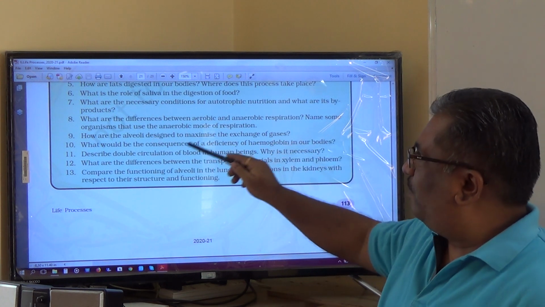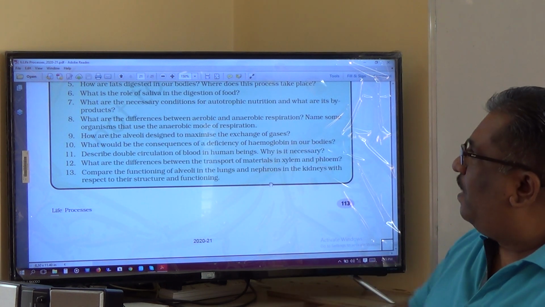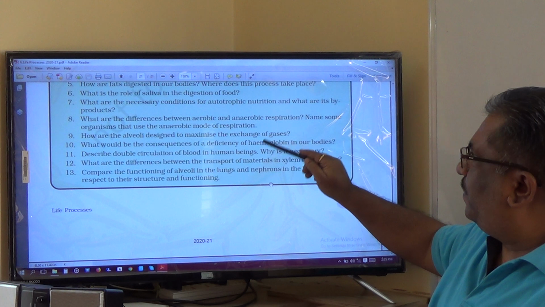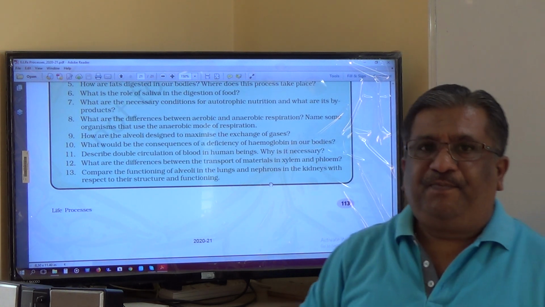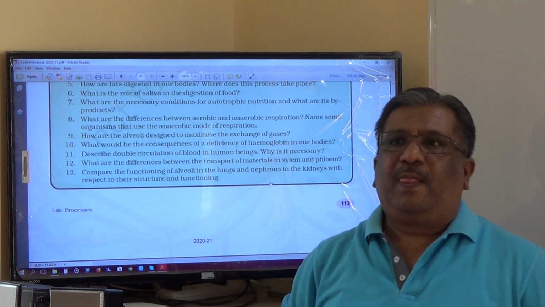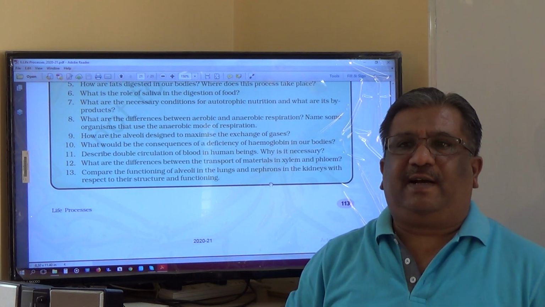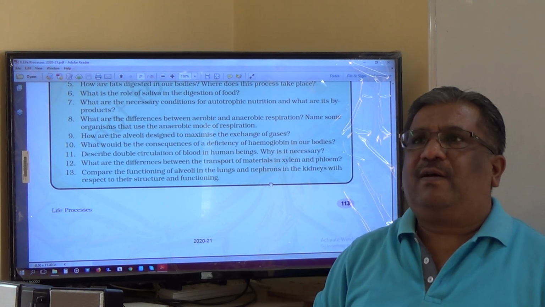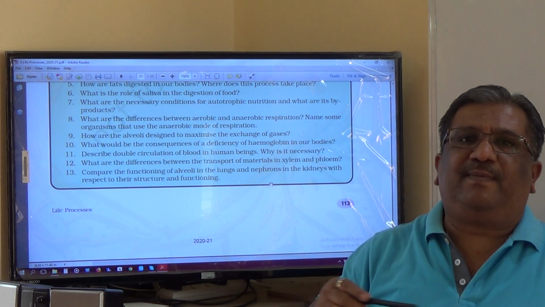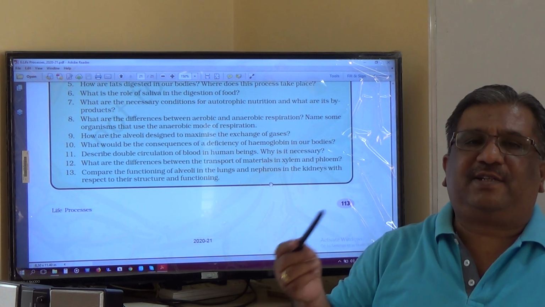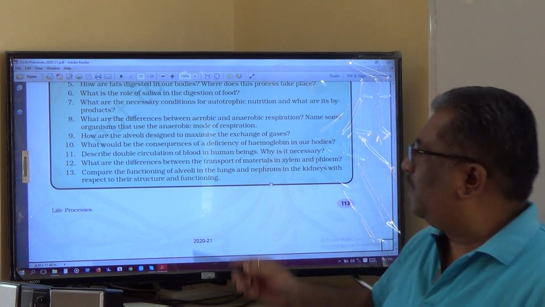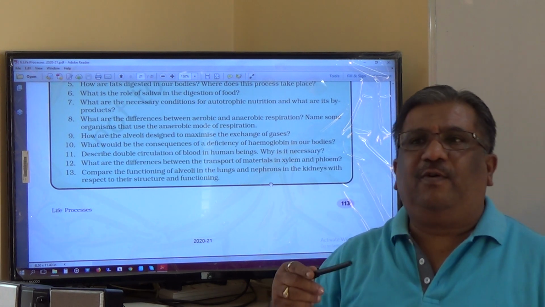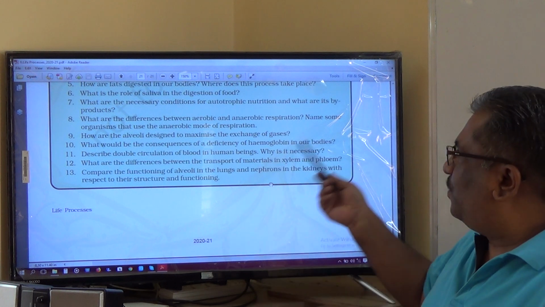Name the organisms that use anaerobic mode of respiration. Yeast cells. How are alveoli designed to maximize exchange of gases? We have covered this. What would be the consequences of deficiency of hemoglobin in our bodies? If there is a deficiency of hemoglobin, then oxygen transportation is affected, so it indirectly affects the energy release, or less amount of energy is produced. A person becomes tired and exhausted, and that state is called anemic. And what else? What are the consequences of deficiency? A person becomes weak basically is the major consequence which you can say.